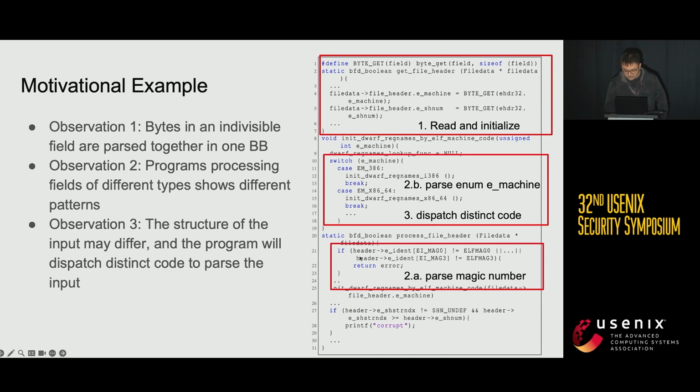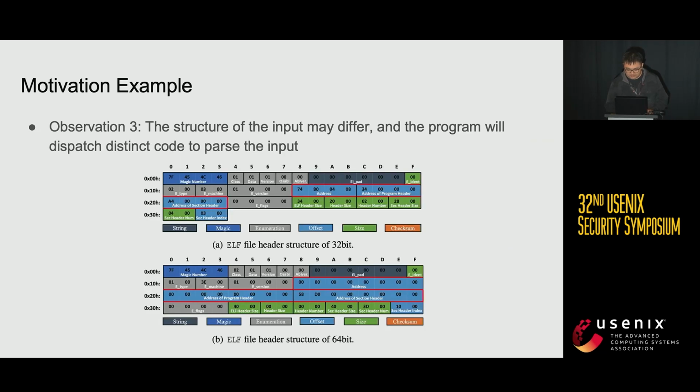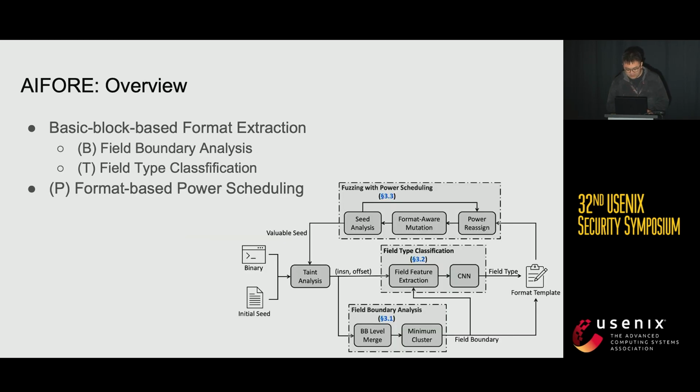What's more, the structure of the input may differ, and the program will dispatch distinct code to parse the input. For example, the variation of emachine indicates a different data structure. As shown in the figure, the length of the address field differs as shown in the red box, which is 4 bytes for 32-bit program and 8 bytes for 64-bit program. From the three observations, we designed our solution AIFORE.